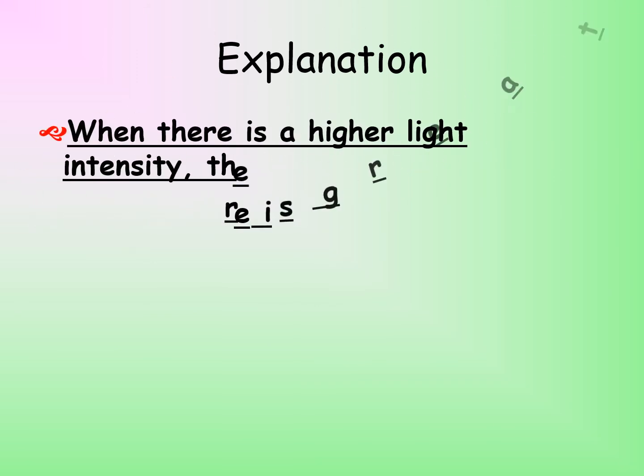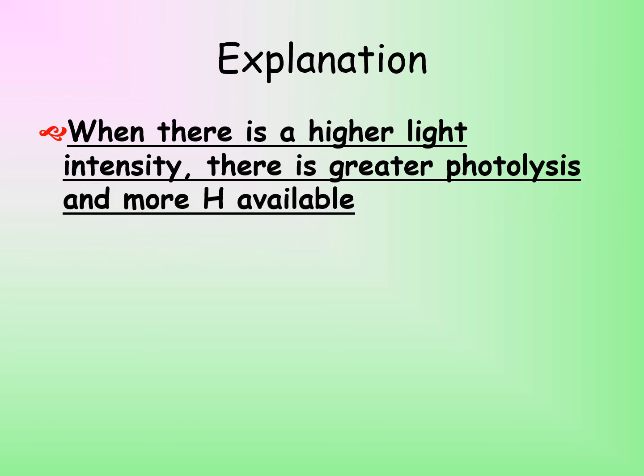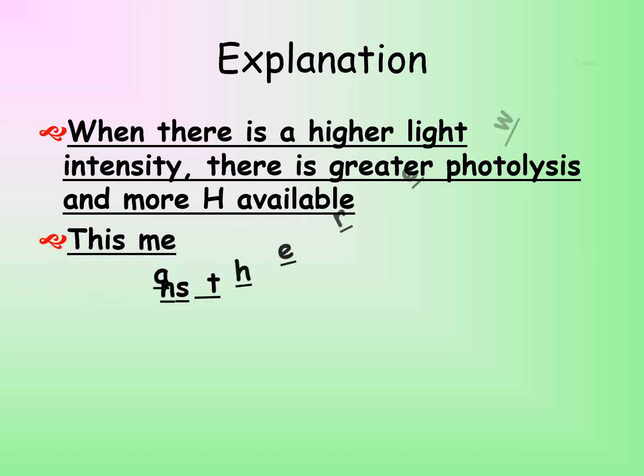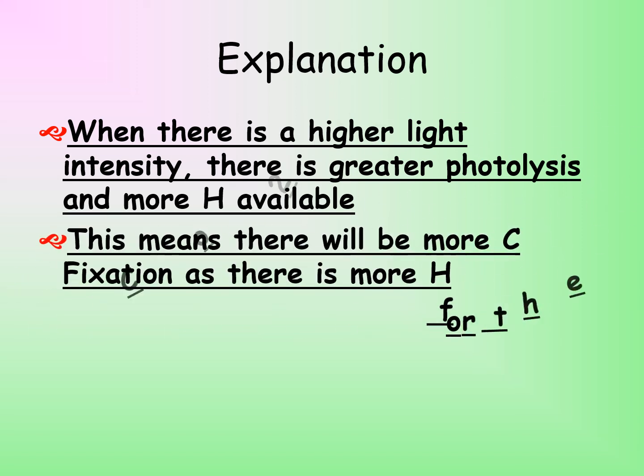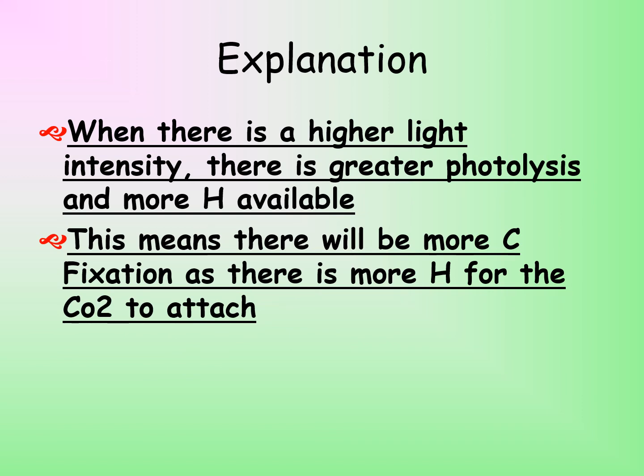When there is a higher light intensity, there is greater photolysis, which is splitting of water, so there's more hydrogen. This means there'll be more carbon fixation, as there'll be more hydrogen for the CO2 to attach to. And also remember, the more light, the more ATP that we produce.